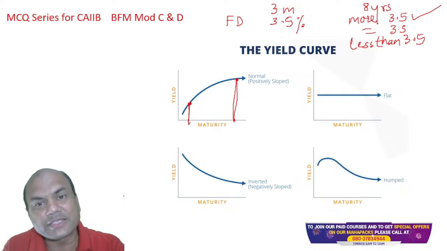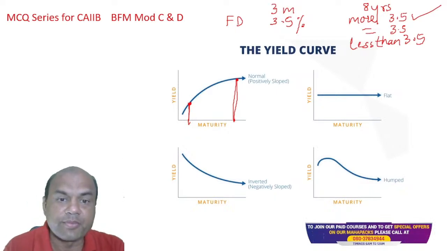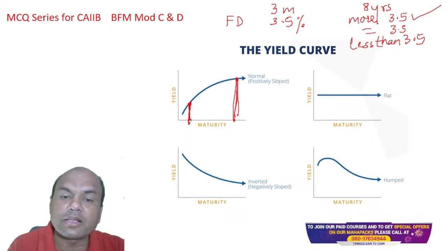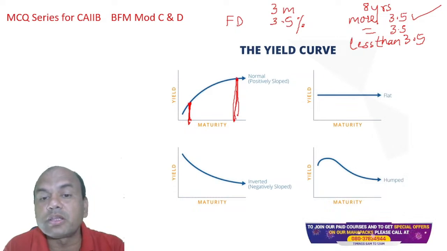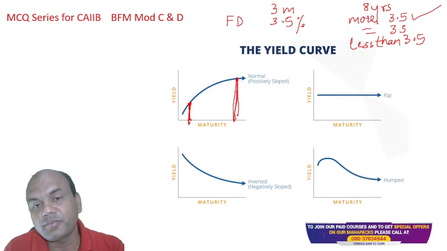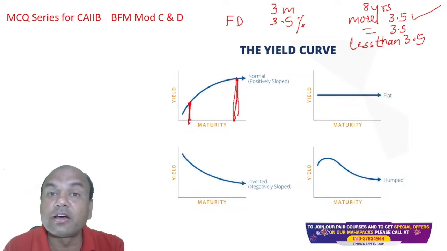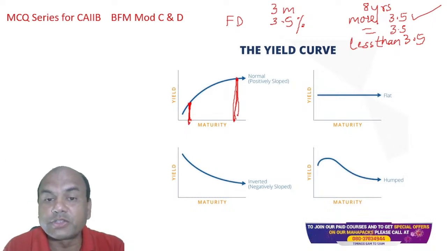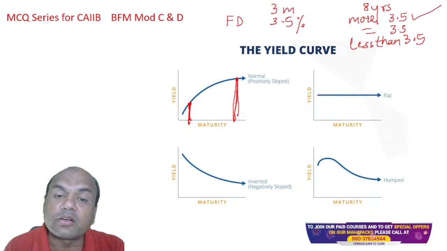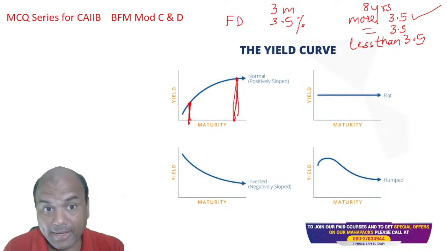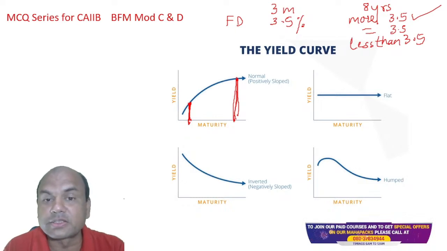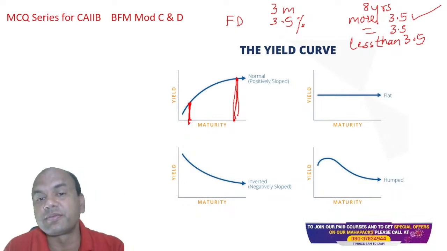Now apply the same logic to bonds. Bonds with lower maturity will have lower interest. Bonds with higher maturity will have higher interest. This is a normal yield curve. This is possible when we assume that the country will grow upwards. If my country is growing upwards, only then this is possible.